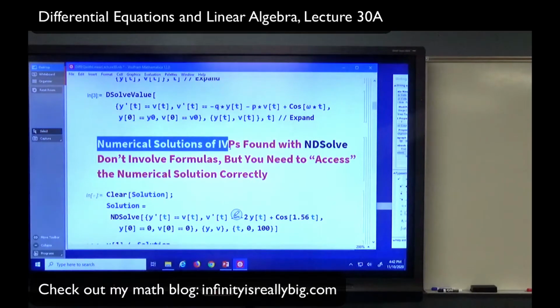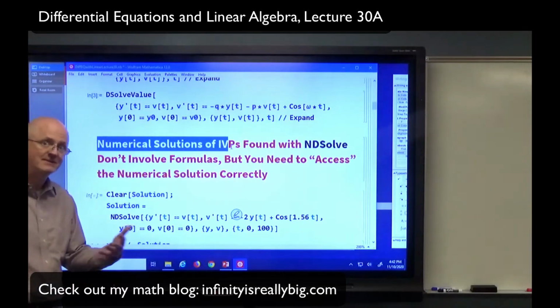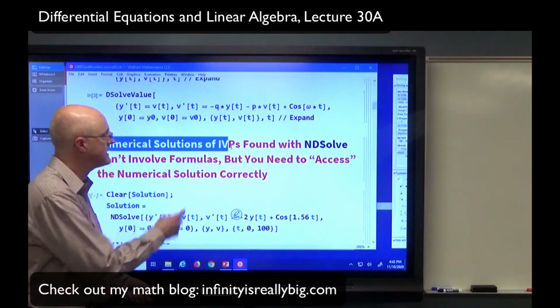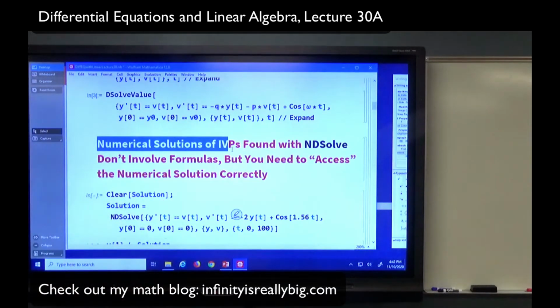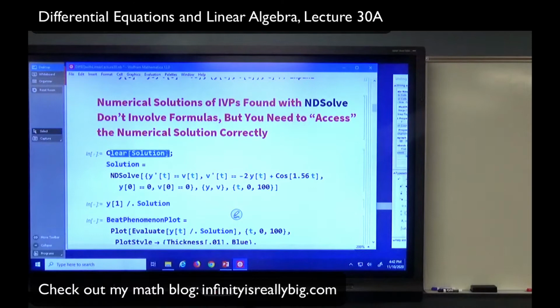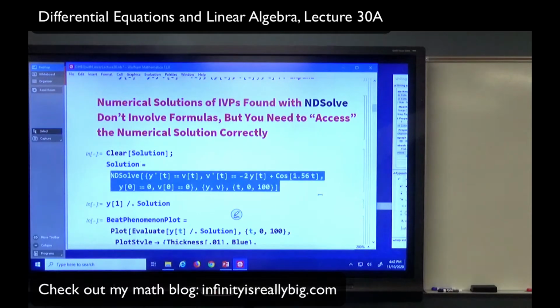Numerical solutions of the IVPs can be found, as I've said before, with Euler's method, but now we want to use a built-in function called NDSolve. So here's the syntax. This ClearAll is just going to be a standard thing I do to make sure that memory is not messed up. Here's the basic syntax.